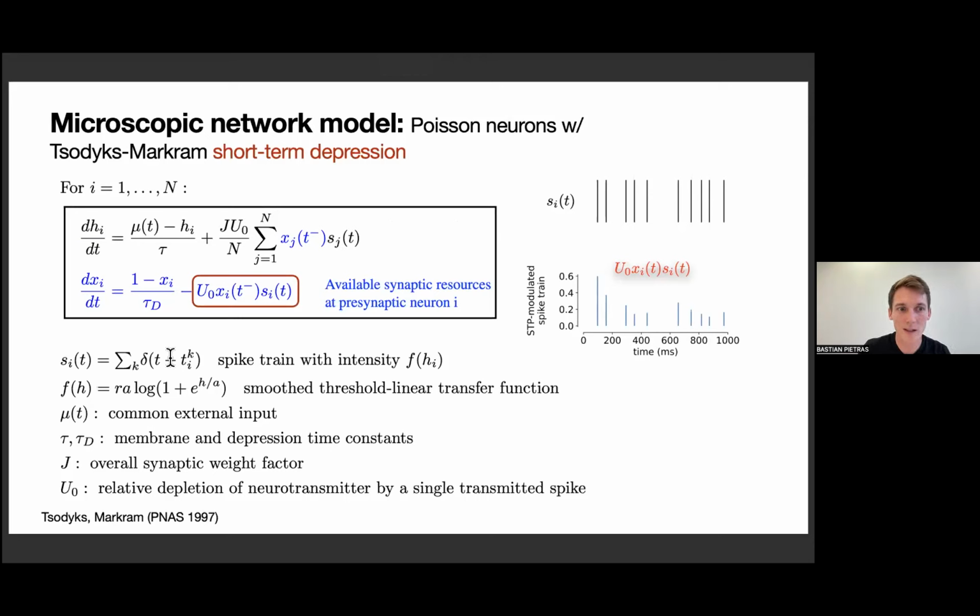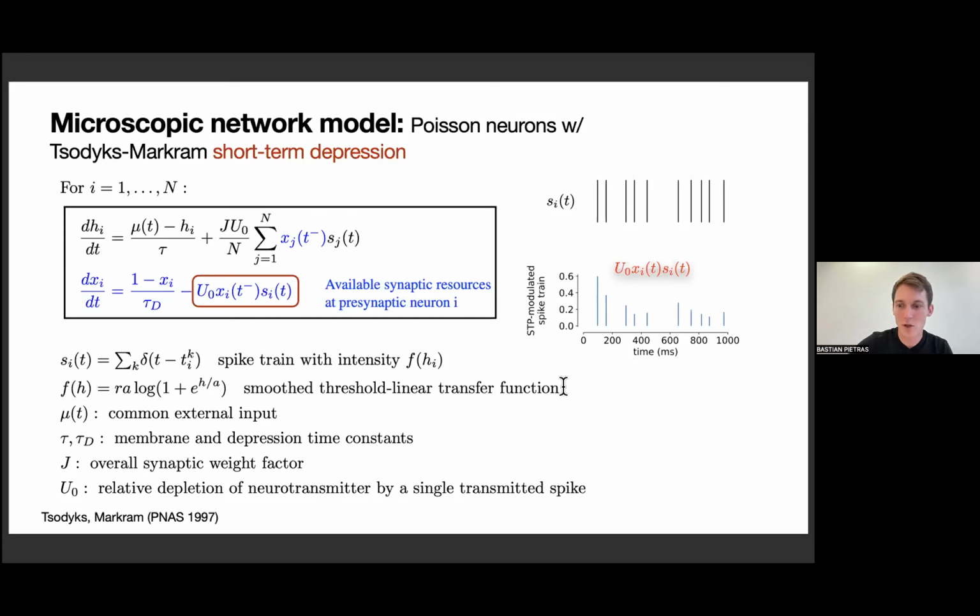Okay, I also have to tell you, this S_i is like a delta spike train, where every spike is modeled as a time-homogeneous Poisson spike with intensity f of h. This f of h is a smooth threshold-linear transfer function, and you can think about that as some expected mean activity.